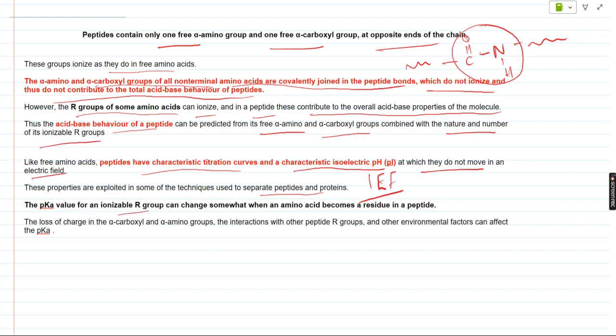So the pKa value for an ionizable R group can change somewhat when an amino acid becomes a residue in a peptide. If you study the amino acid separately and it has, say, an ionizable R group, it has one pKa value. However, if you put the amino acid as a residue in a polypeptide, the R group is now in a different environment and hence it has a different pKa value. The main reasons for this are the loss of charge in the alpha carboxyl and alpha amino groups, the interactions with other peptide R groups, and other environmental factors that can change this pKa value. It doesn't remain the same. It changes when the amino acid is incorporated into the polypeptide as a residue.